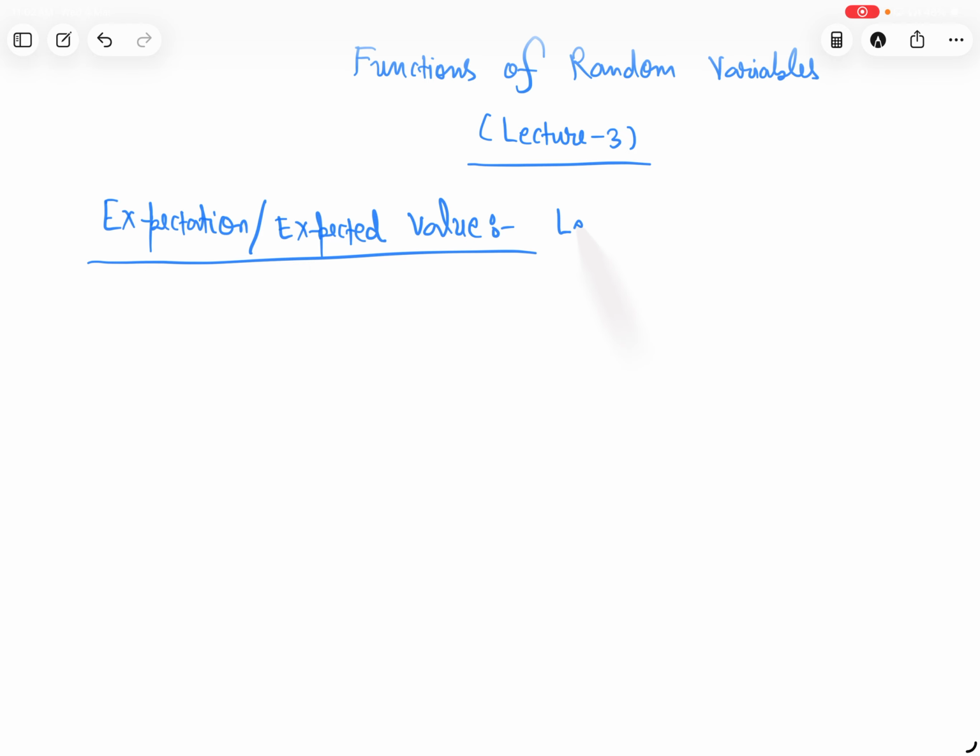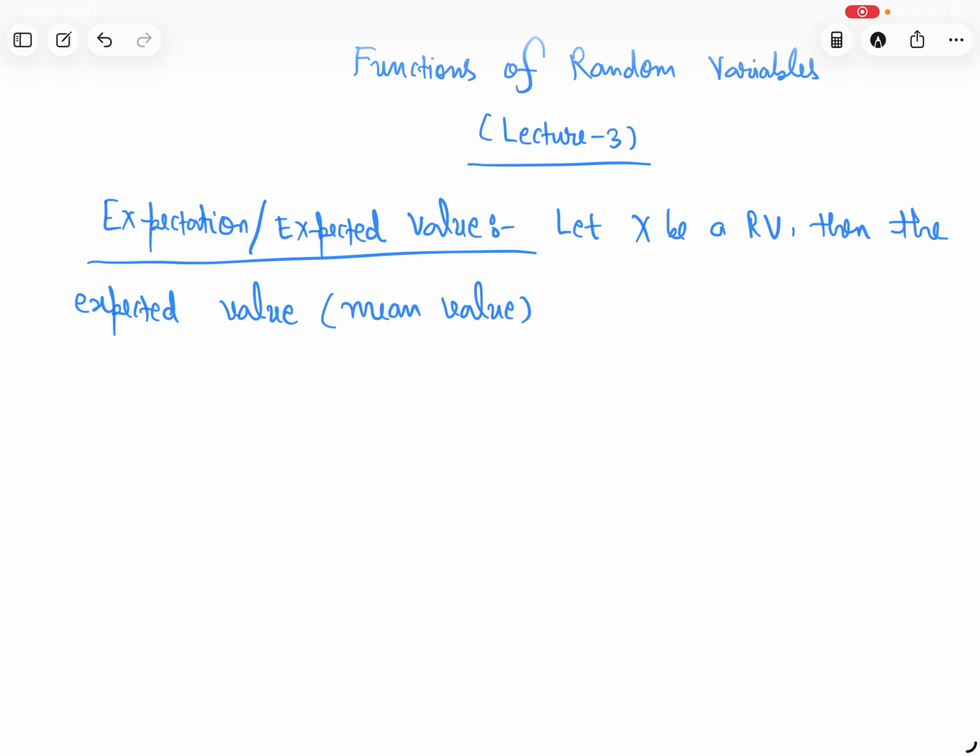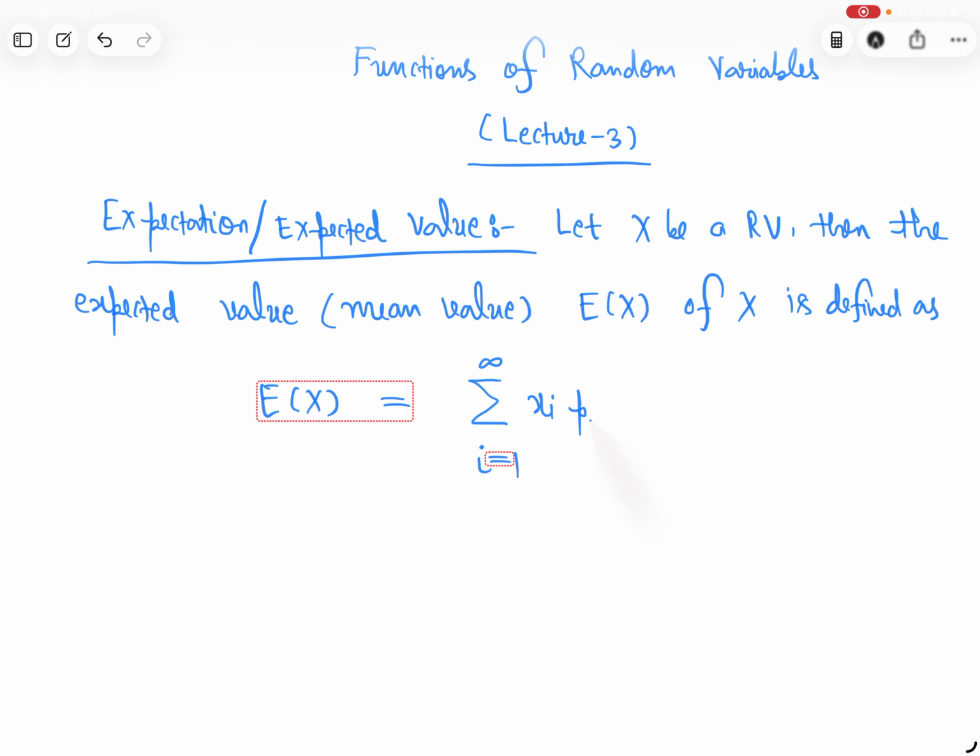So, let X be a random variable. Then the expected value, this is also called mean value, E of X is defined as E(X) equals summation i goes from 1 to infinity x_i p(x_i).